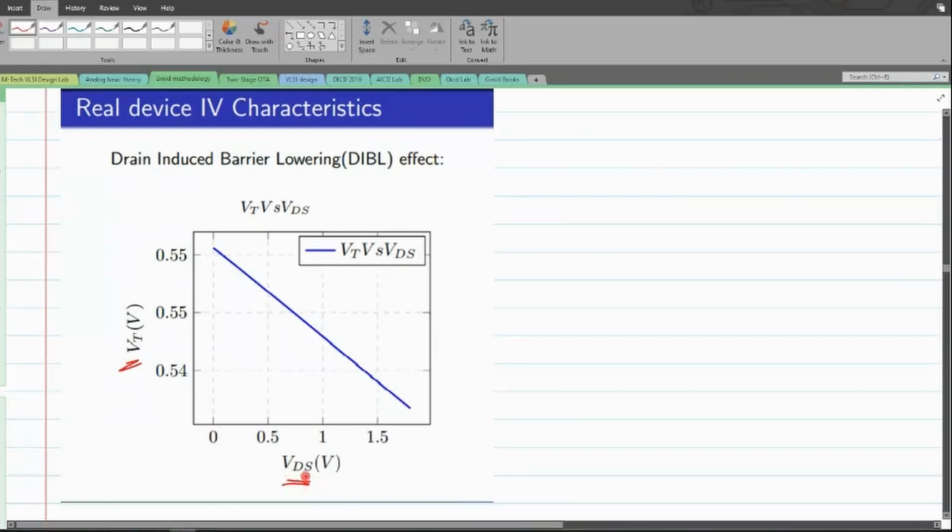Generally, what we assume whenever we study our basic theory about the MOSFET is that the threshold voltage is always assumed to be a constant. But the assumption actually fails when we try to plot the graph between the threshold voltage and the VDS. Maybe I'll just share you a link regarding this drain induced barrier lowering.